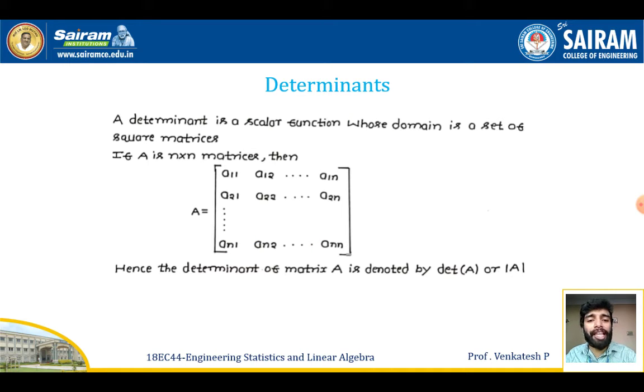A determinant is a scalar function whose domain is a set of square matrices. Say, for example, I am taking an n cross n matrix A with the entries A11, A12, up to A1n, second row A21, A22, up to A2n, and nth row An1, An2, up to Ann. So this is an example of an n cross n square matrix. Now I want to find the determinant of this matrix, and it is denoted by det A, or we can denote it with this symbol also.